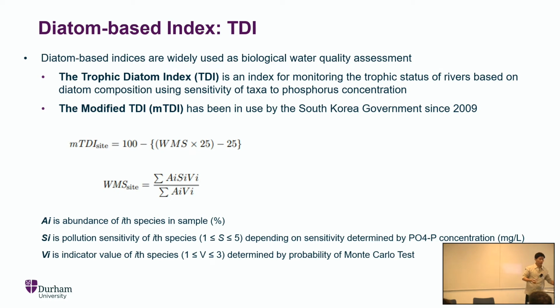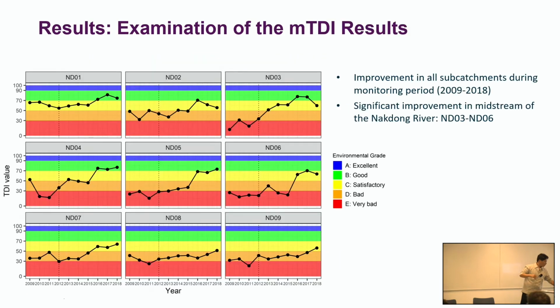The TDI index is regularly monitored throughout the year, twice a year in spring and autumn. So the aim of this research is to examine the changes in water quality and the diatom assemblages in relation to the huge engineering work done in 2009.